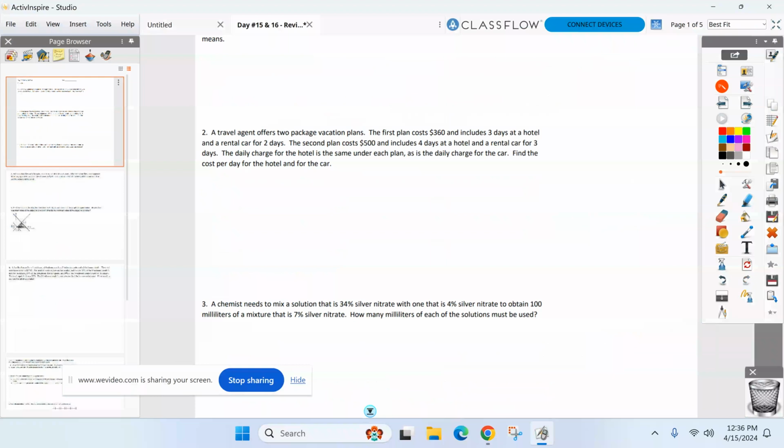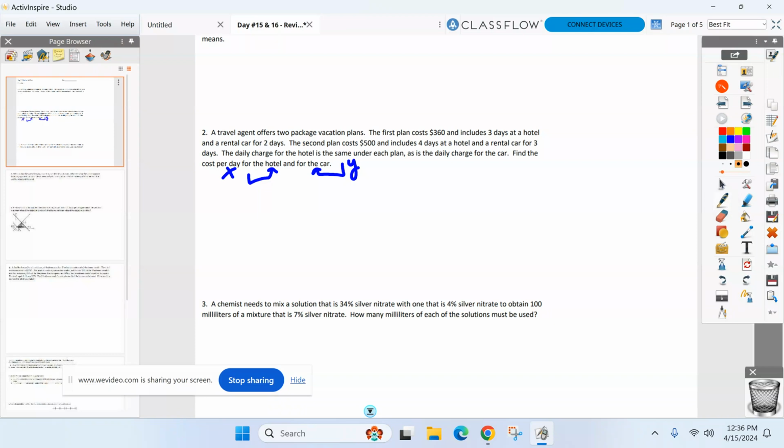Find the cost per day of a hotel and car. That's 2 things I'm looking for. 2 variables, 2 equations. All right. The only time you want to set up 3 equations is when you have 3 variables. That's coming up. So if you want the cost of the hotel to be X, that's fine. You want the cost of the car to be Y. Or if you want to do H and C, your call.